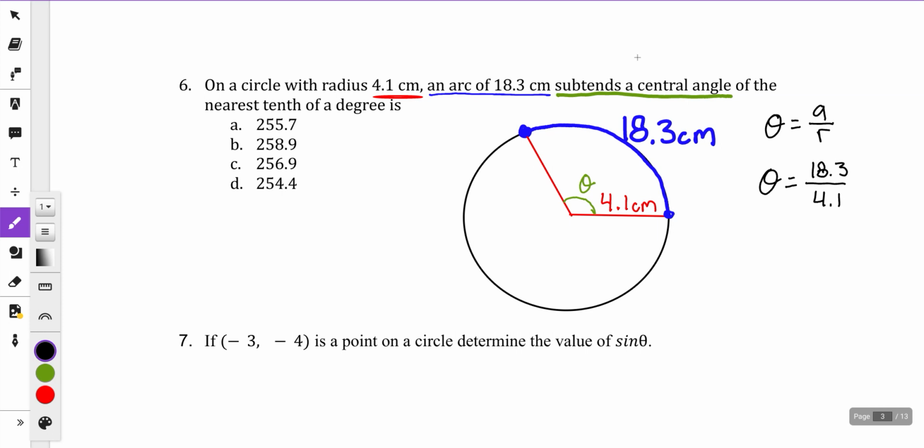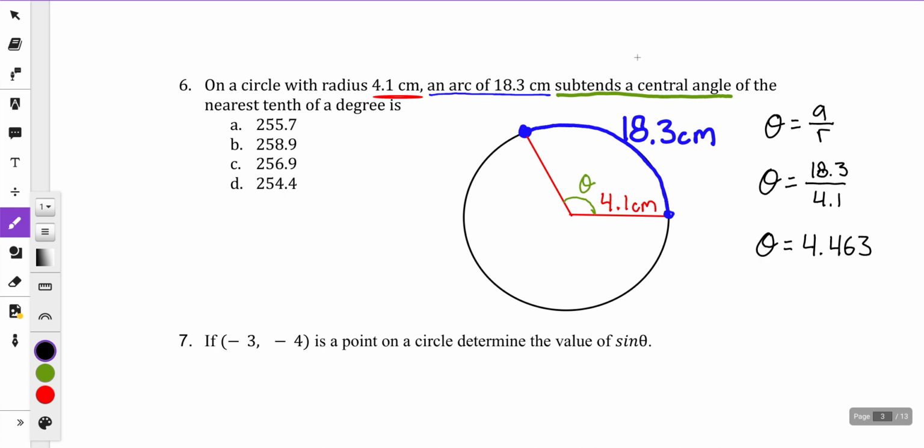You throw that in your calculator. What's that decimal? Maybe 4 point something, right? 4.463. That's good. We'll go with that for now. Because the multiple choice, it'll be okay. We can just round it. Perfect. My angle is 4.463. I look at my answers, not even close. And my answers are all in the 200s.